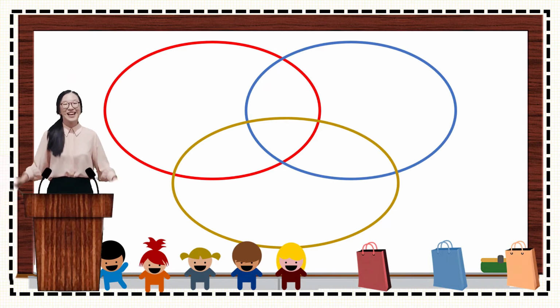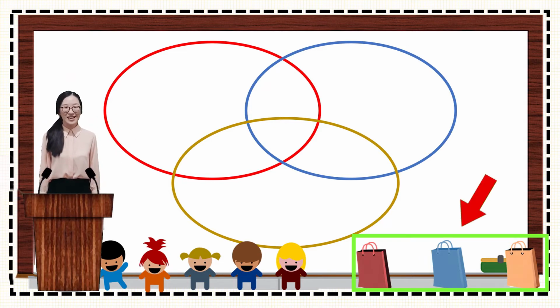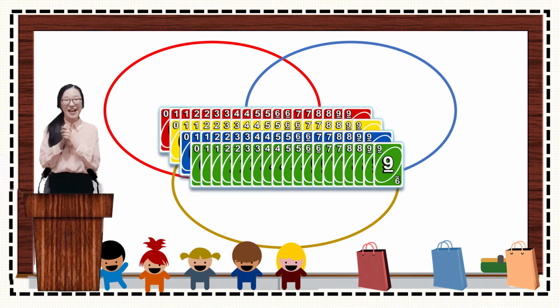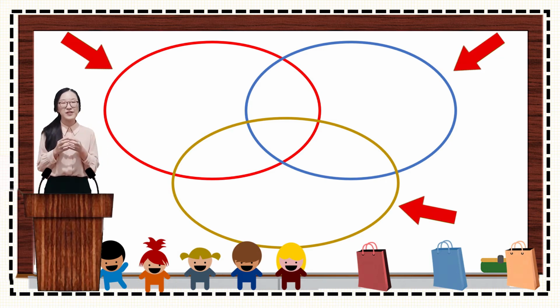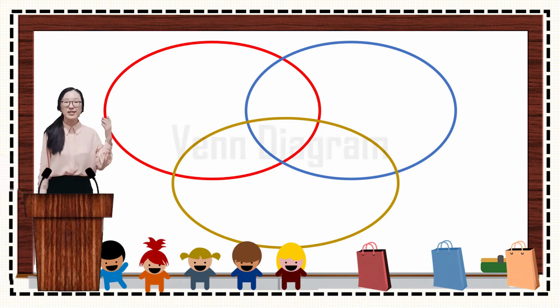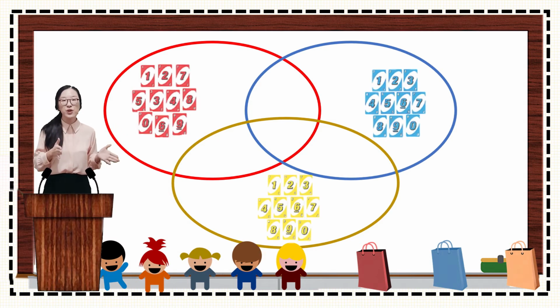Hi guys, today I brought 3 shopping bags. Aren't you wondering what's inside? It's Uno cards. For today, we will use these cards to construct a Venn diagram and learn about the operation of sets. So, here goes the rules. As you see on the board, there are 3 big circles overlapped partially together. This is what we call a Venn diagram. The circles, outlined in red, blue, and yellow lines, are for the respective Uno cards with the same colors.